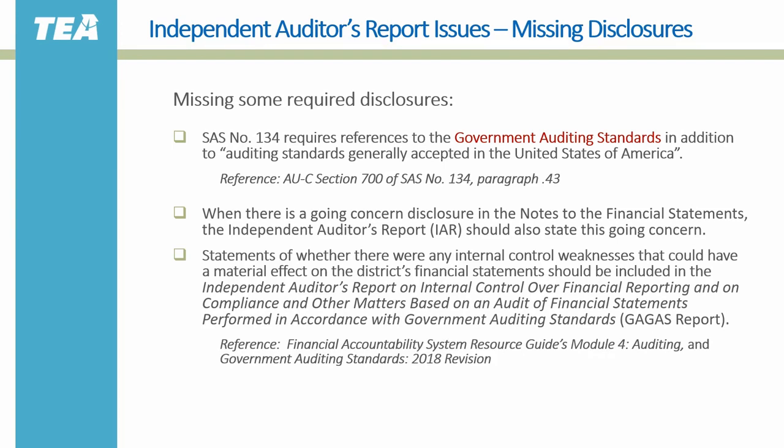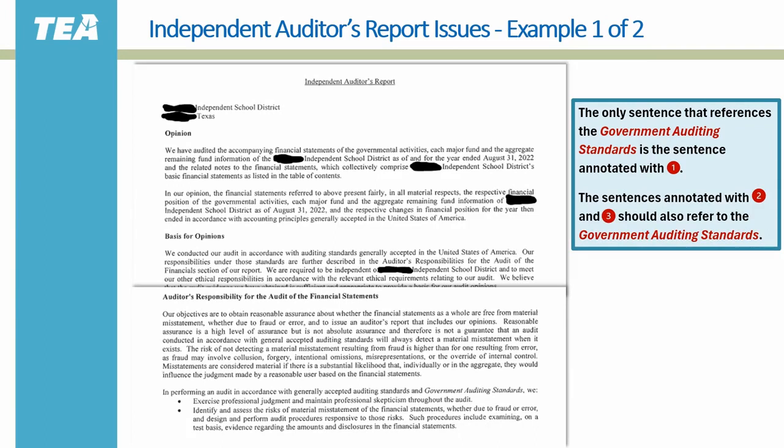Statements of whether there were any internal control weakness that could have a material effect on the school district's financial statements should be included in the GAGAS report. Let's take a look at an example. This is an independent auditor's report in a school district's AFR. The sentence noted with symbol 1 references to the government auditing standards. However, the sentences noted with symbols 2 and 3 should also refer to the government auditing standards.